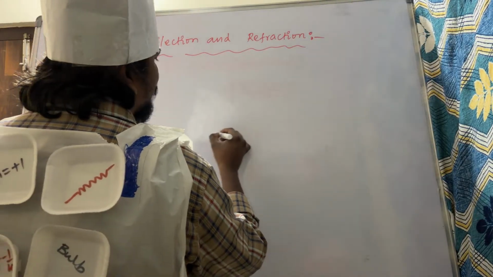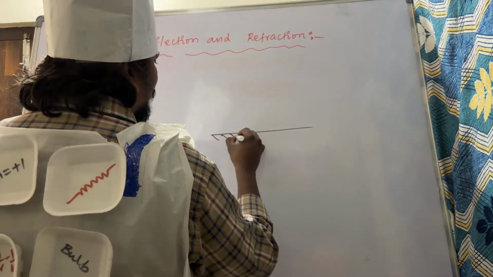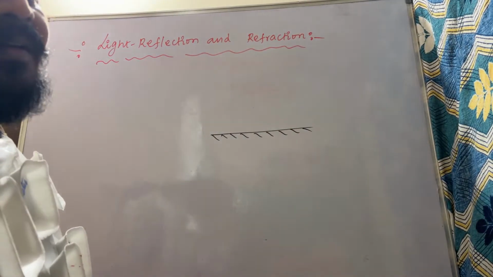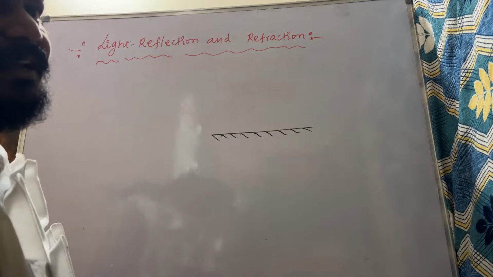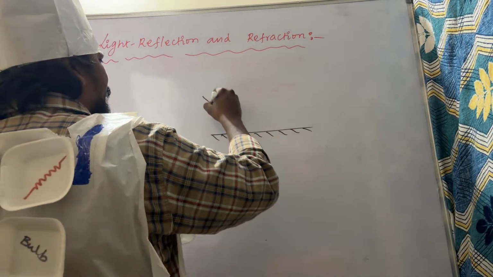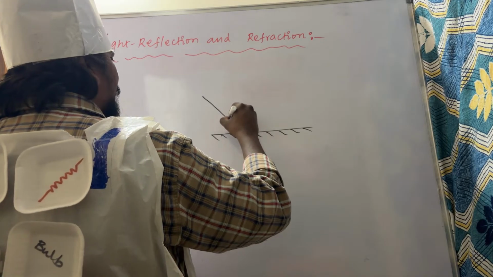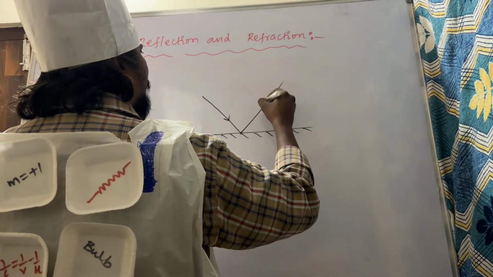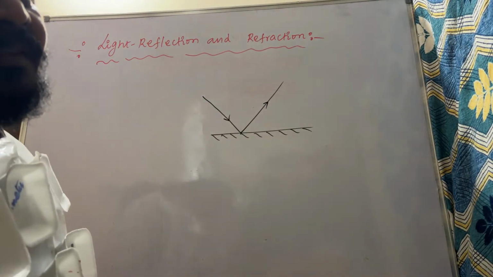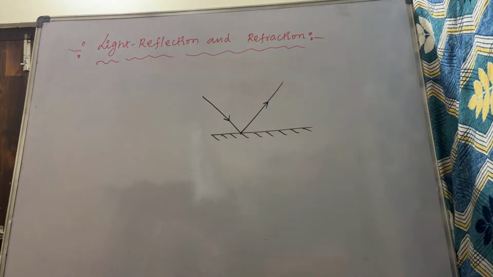So I'm taking this plane mirror. The light ray which is incident on the surface is called the incident ray. The light ray which is reflecting back is called the reflected ray.